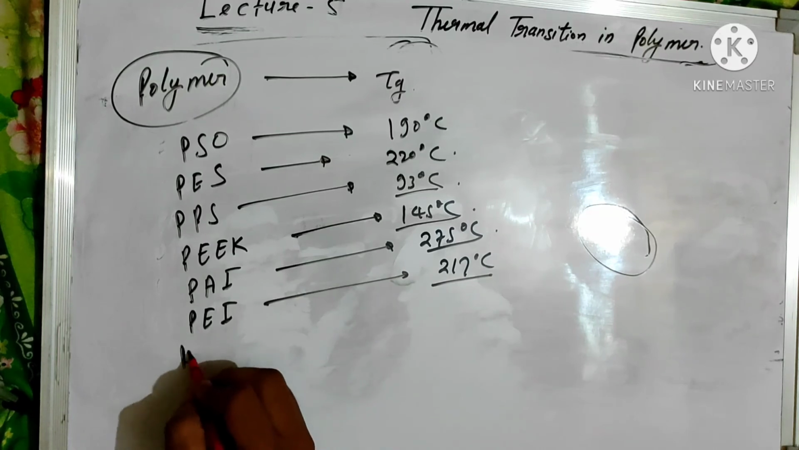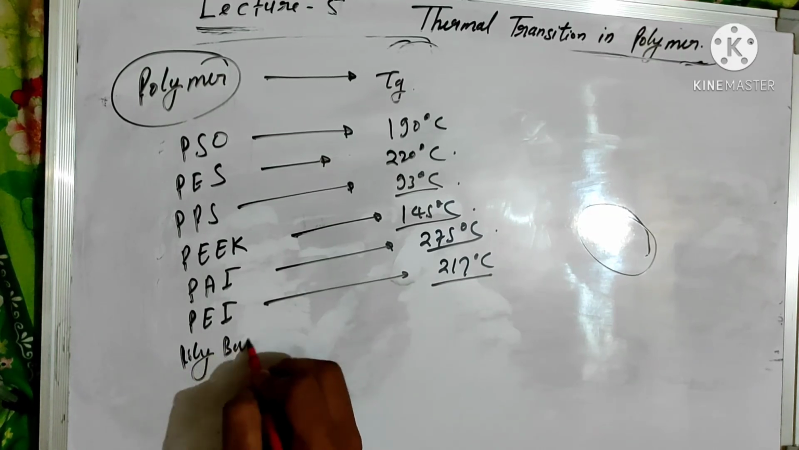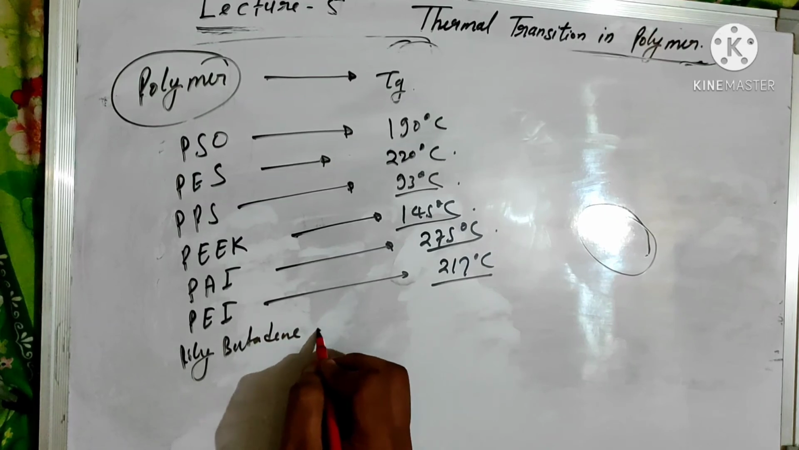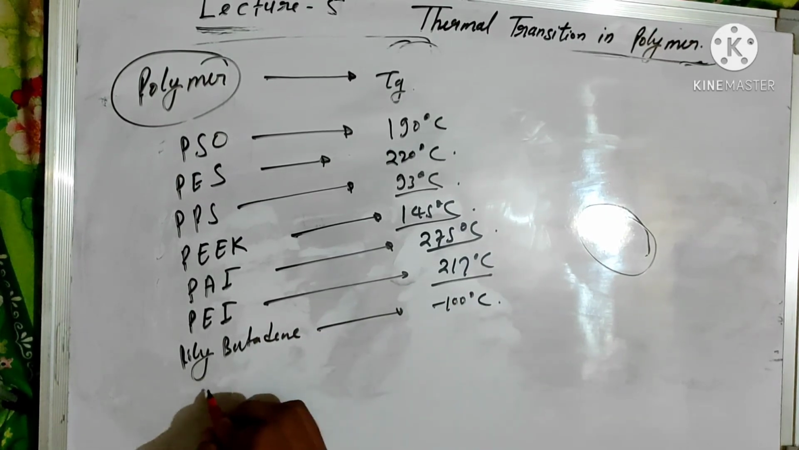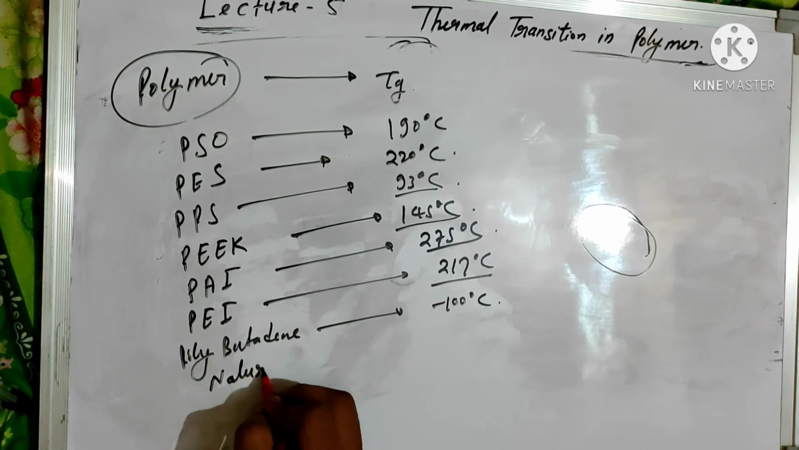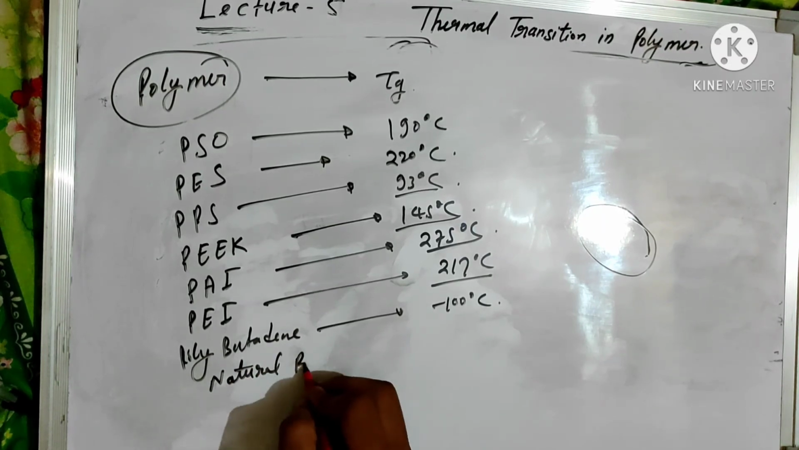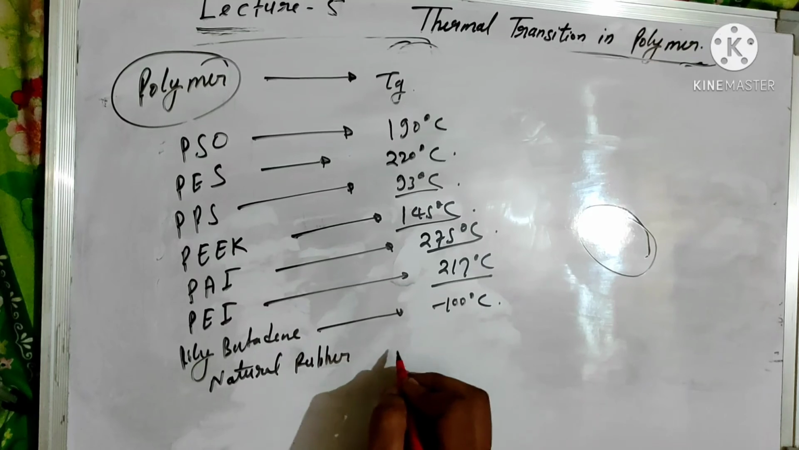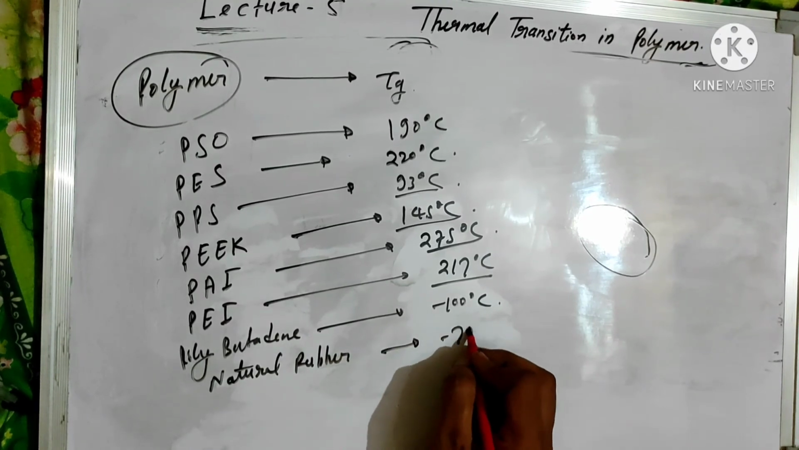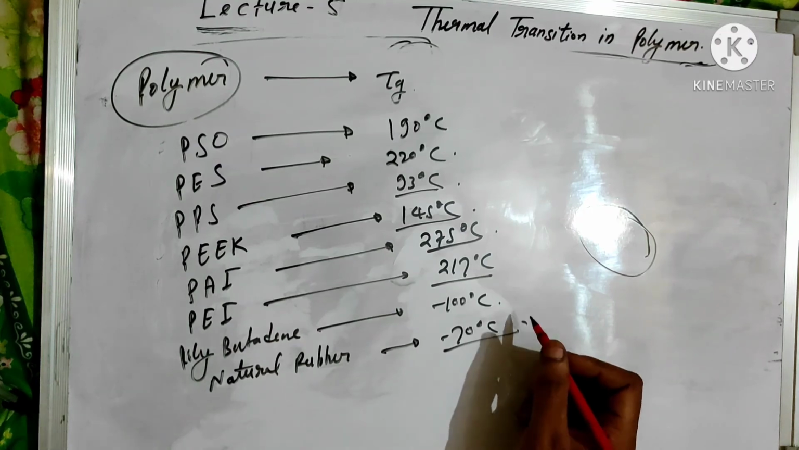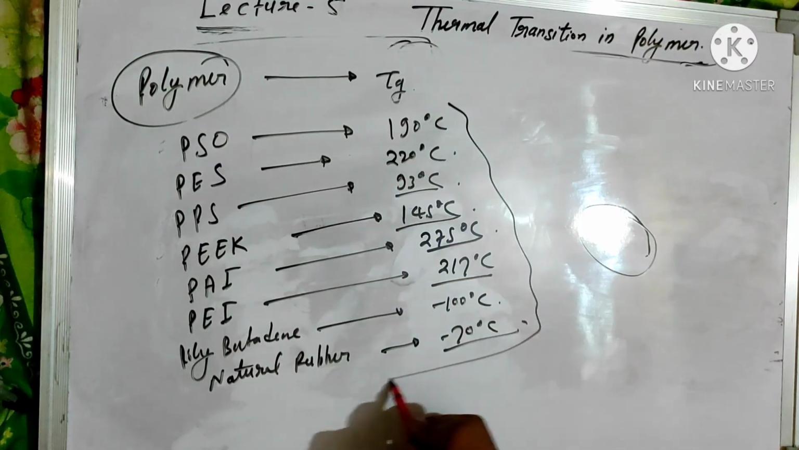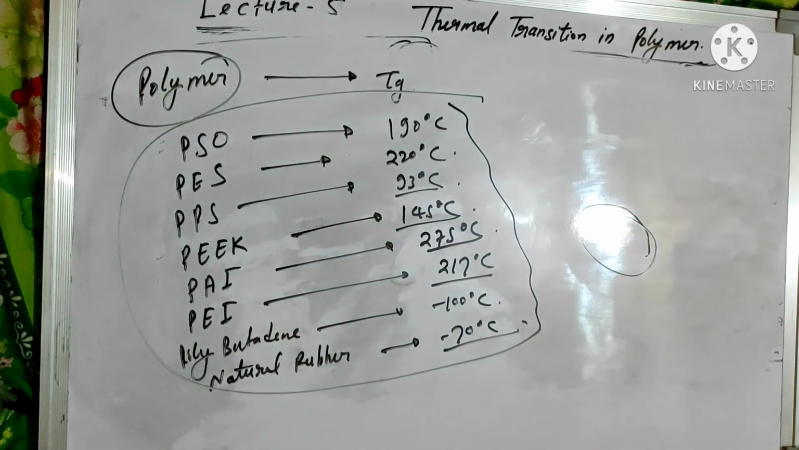Similarly, the glass transition temperature of polybutadiene is around minus 100 degrees centigrade and the glass transition temperature of natural rubber is around minus 70 degrees centigrade. Remember these data of the glass transition temperature.